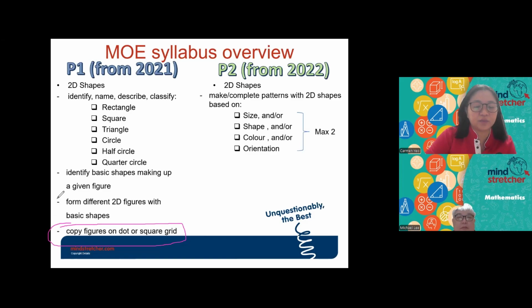Okay, so they are supposed to use a ruler and a pencil and copy the exact figure down onto a grid provided to them. It could be a dot grid, it could be a square grid. Okay, so they are supposed to be able to replicate the identical figure, using a ruler and pencil. Yeah. Why do I say it's new? Because before 2021, this wasn't in the syllabus.